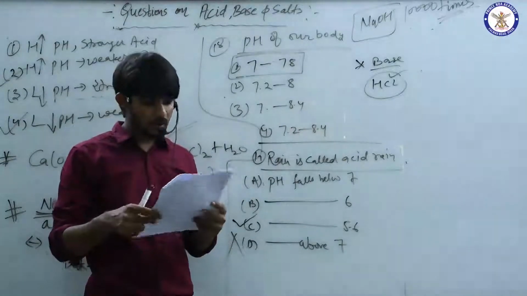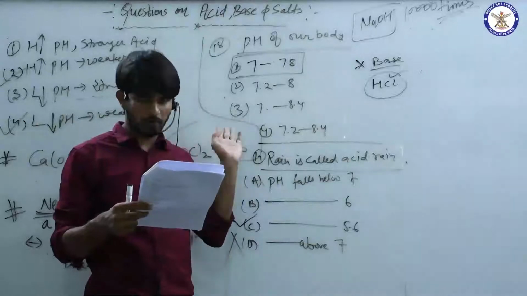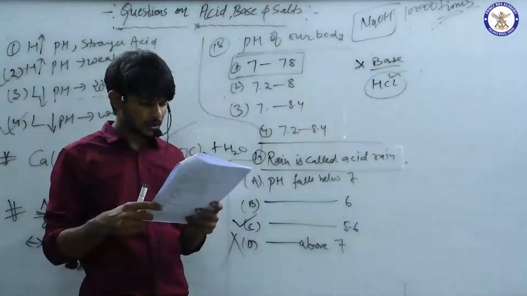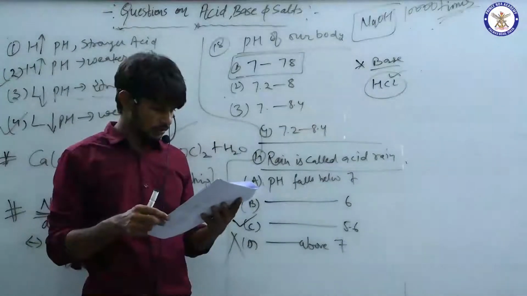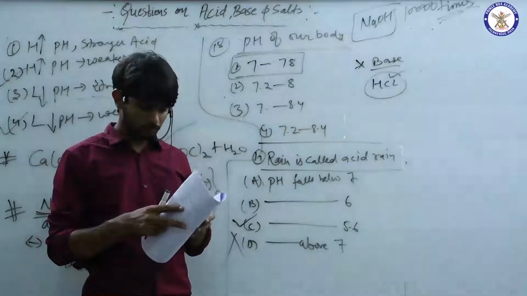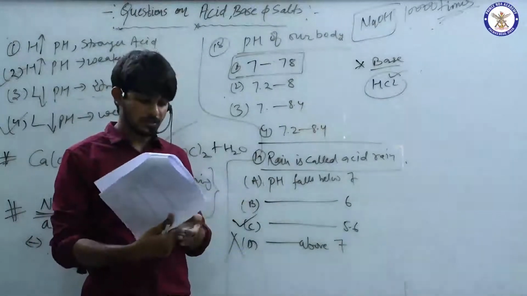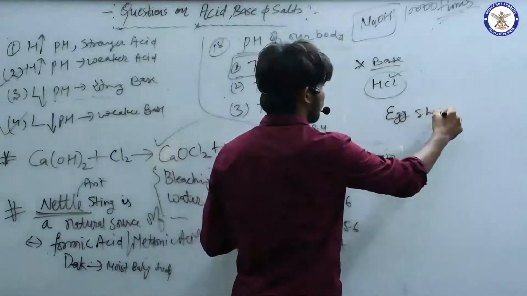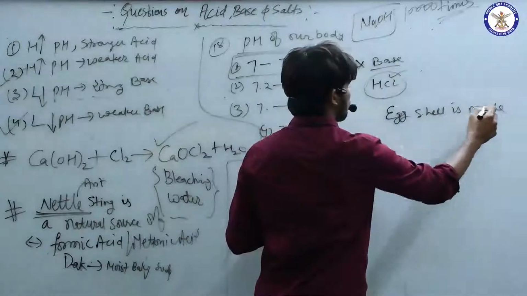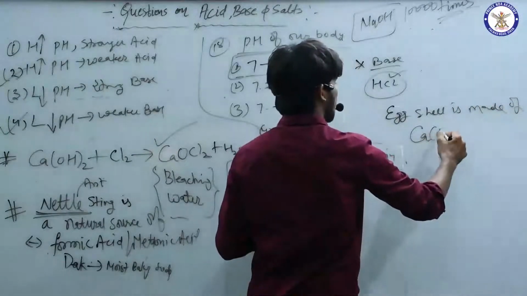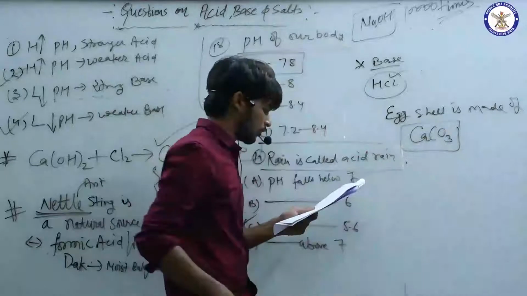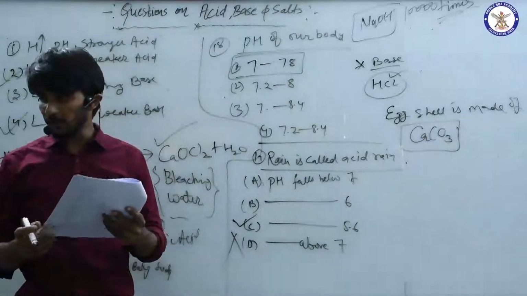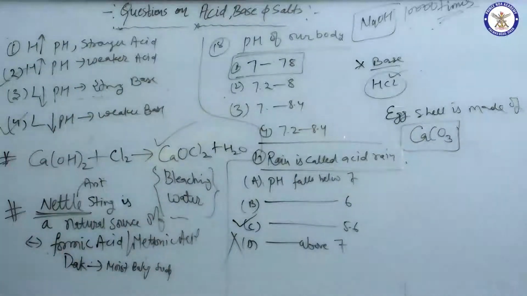Okay. Chemical formula of washing soda, I have told you, Na2CO3.10H2O. A solution of NaCl, this is done, this is also done. Yes, egg shell is made of, so always remember it is made of calcium carbonate. Fine.